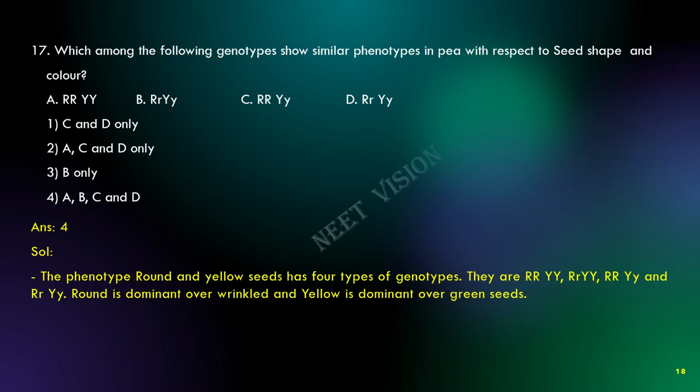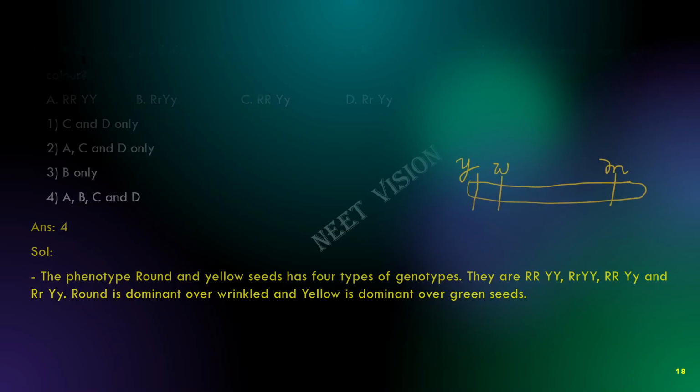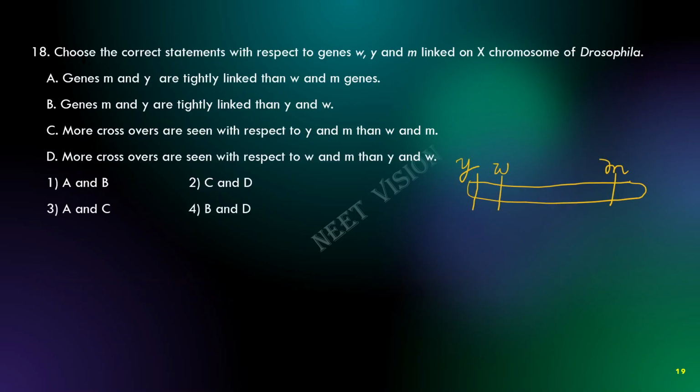Coming to the next one. Here again, linkage. Choose the correct statement with respect to genes W, Y and M linked on X chromosome in Drosophila. From the diagram it is very clear that Y and M are weakly linked, meaning the distance is more. Y and W are strongly linked. W and M are relatively weakly linked compared to Y and W, but strongly linked compared to Y and M.